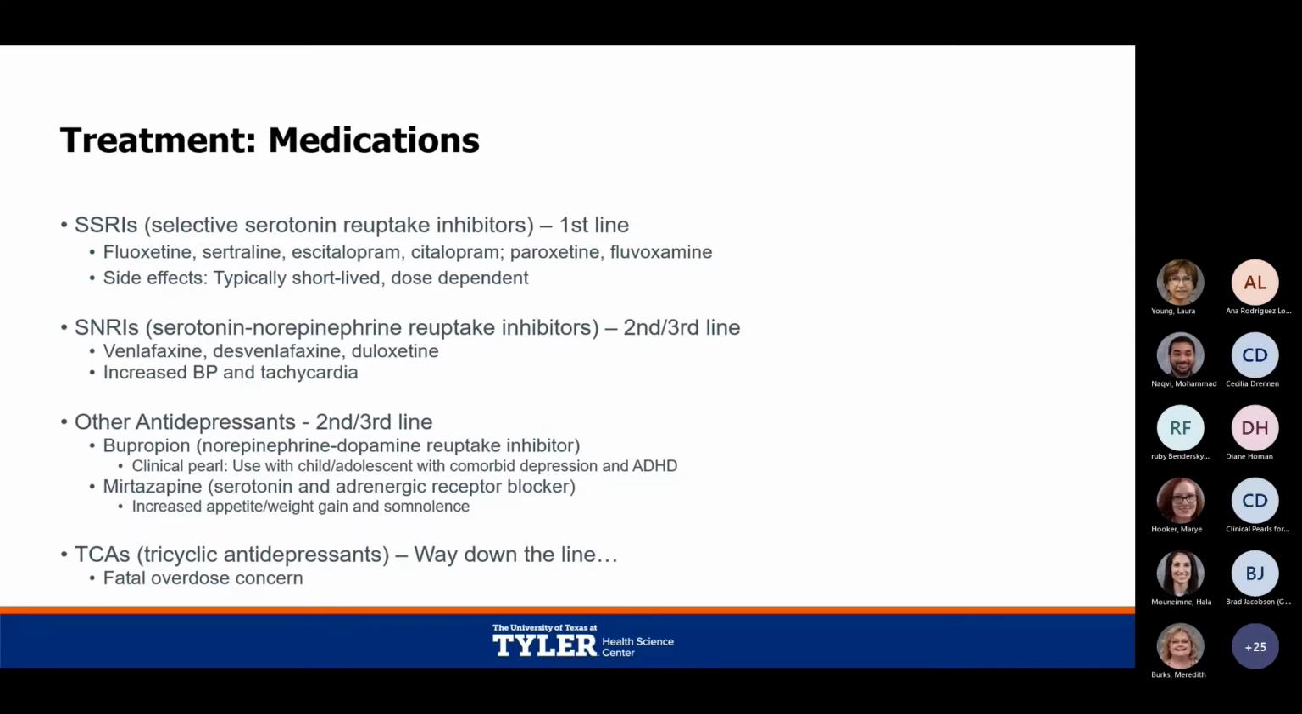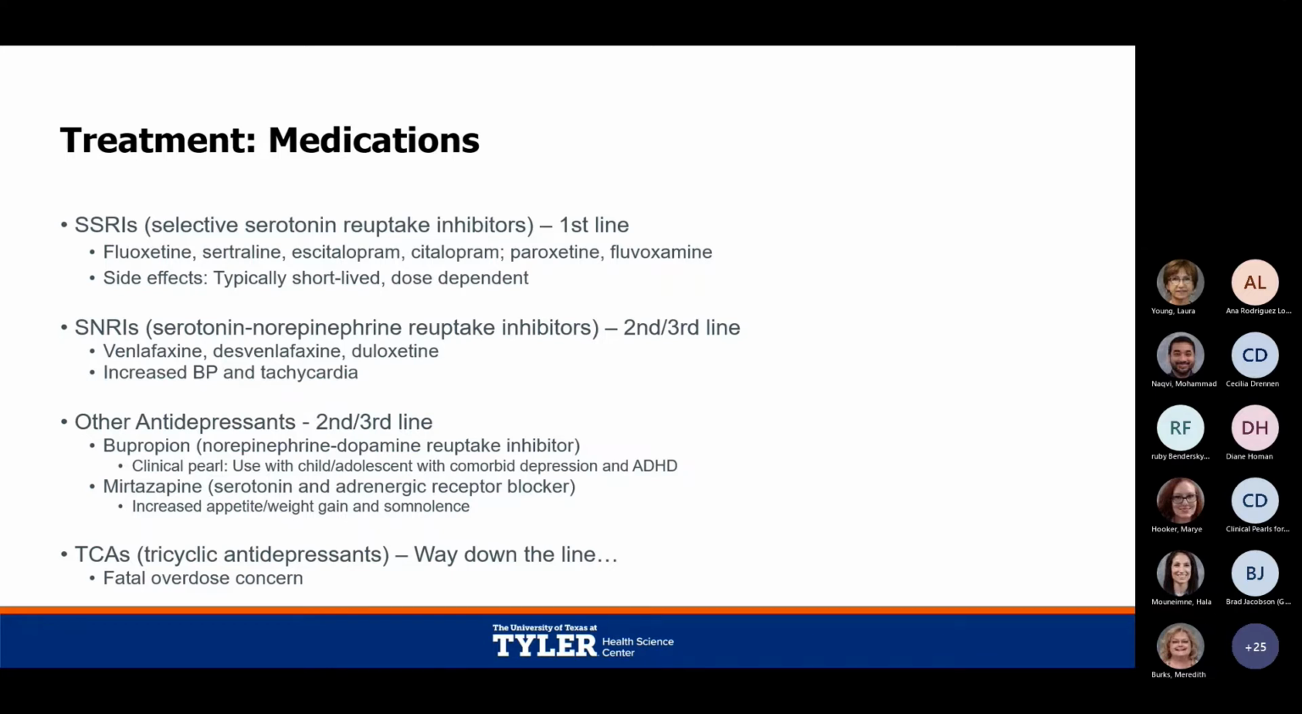You might use this one first line in a patient with comorbid depression and ADHD instead of using the SSRI if you're trying to kill two birds with one stone. And then mirtazapine, which is a serotonin adrenergic receptor blocker. This again is a second or third line antidepressant. Most common side effects are increased appetite and weight gain and somnolence.